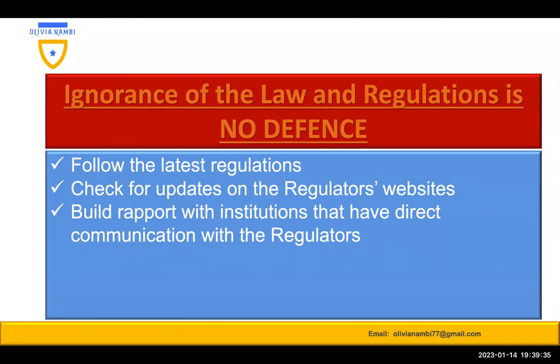You have to ensure that you're updated. It's not anyone's responsibility to update you, but find a way of updating yourself. I guess now you know the regulators. For the Dangerous Goods Regulations, always check the IATA website. For the IMDG Code, check the IMO website. For the ADR, check the UNECE website. And then for 49 CFR, check the FAA website.